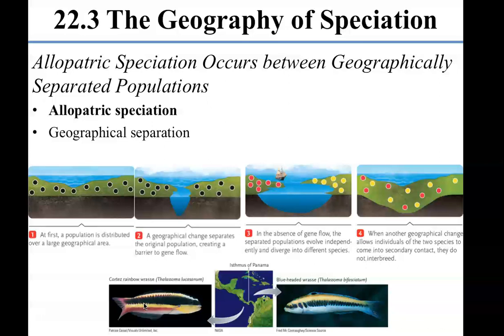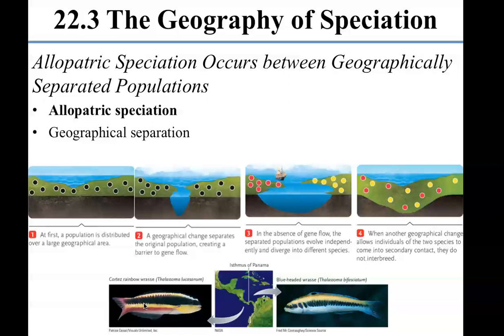So to translate that, allopatric speciation happens because something in the geography or something in the environment separates two subpopulations, and over time those two subpopulations become more different and less genetically similar and become separate species.